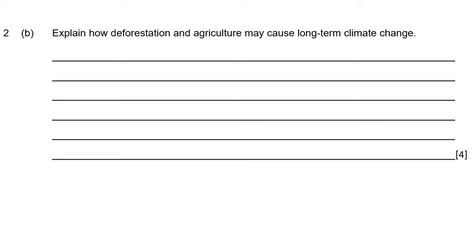Explain how deforestation and agriculture may cause long-term climate change. Now, there's loads of ways that long-term climate change can be caused, and we're only talking about deforestation and we're only talking about agriculture. So these are the human causes of climate change. We're not talking about the natural causes of climate change, so solar output or volcanoes. We're only talking about the human causes, and only these 2.